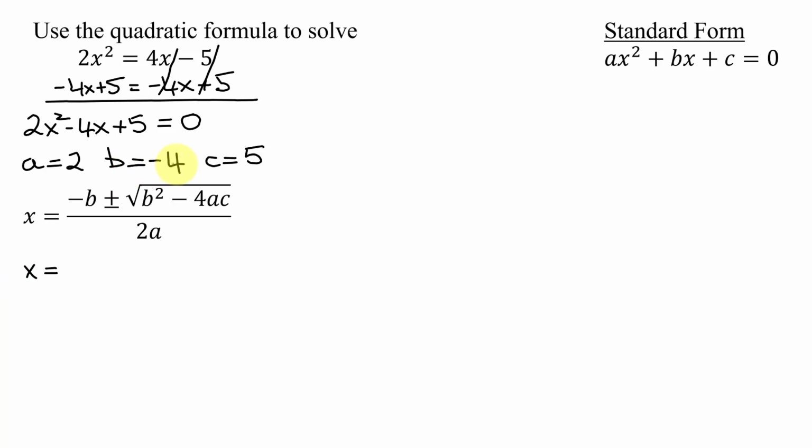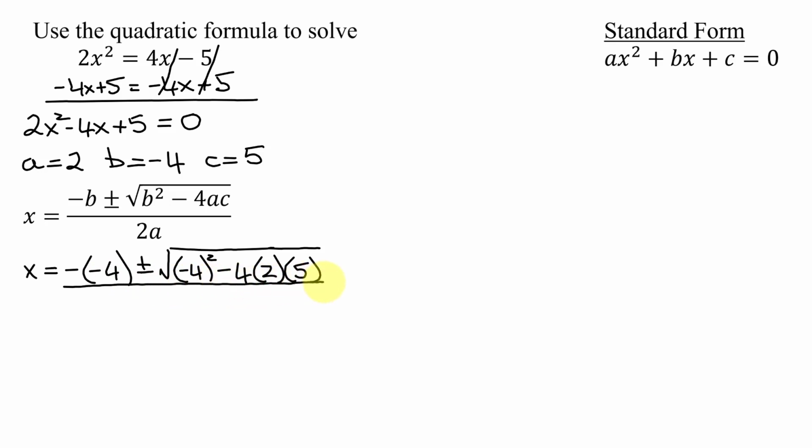Negative b. b is negative 4, so I have the opposite of negative 4 plus or minus the square root of b squared, so that's negative 4 all squared, minus 4 times a times c, so that's 4 times a is 2, and c is 5. That's underneath the square root, and the whole expression is divided by 2 times a, which is 2. Now all I have to do is simplify.